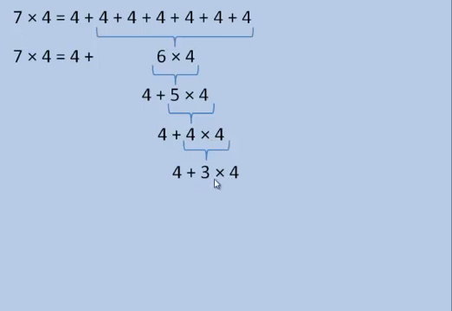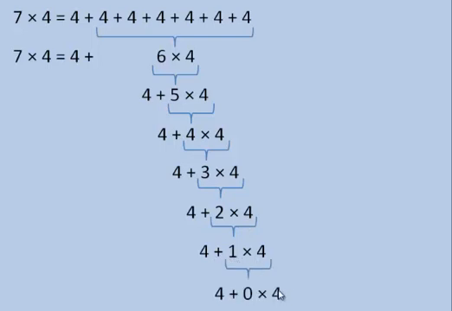So here we have 3 times 4. That's the same thing as 4 plus 2 times 4. And 2 times 4 is the same thing as 4 plus 1 times 4. And 1 times 4 is the same thing as 4 plus 0 times 4. And that's as far as we can go when we get down to 0. Then that's what we call the base case of the problem.